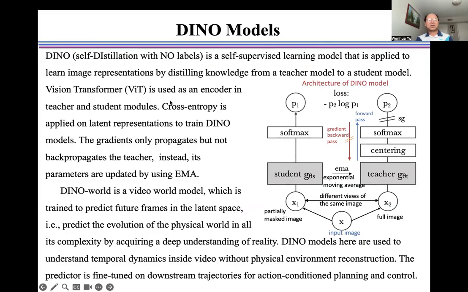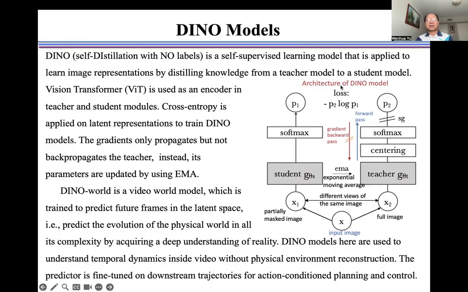Vision transformer is used as an encoder in teacher and student modules. Cross-entropy is applied on latent representations to train DINO models. The gradient only propagates, but not back propagates, to the teacher model. Instead, its parameters are updated by using exponential moving average.